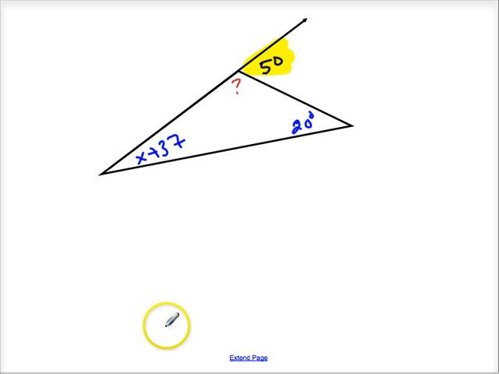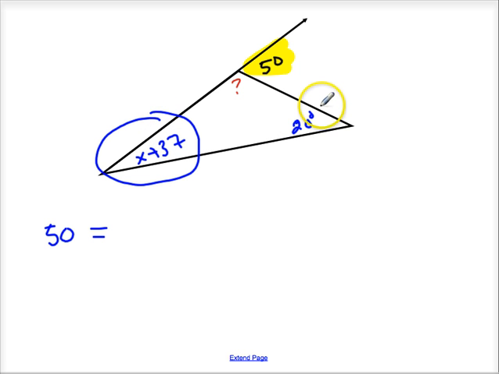The exterior angle is equal to the sum of the two non-adjacent angles. Which ones are the non-adjacent angles? X plus 37 is non-adjacent, and 20 degrees is non-adjacent. Again, what does adjacent mean? The ones that are right next to each other. X plus 37 is not next to 50. 20 degrees is not next to 50.